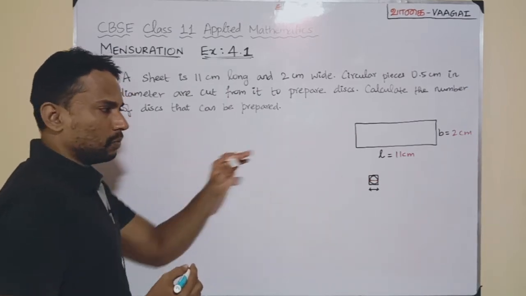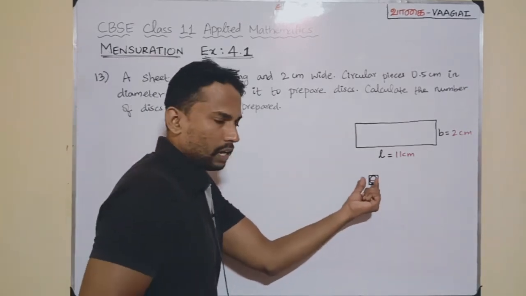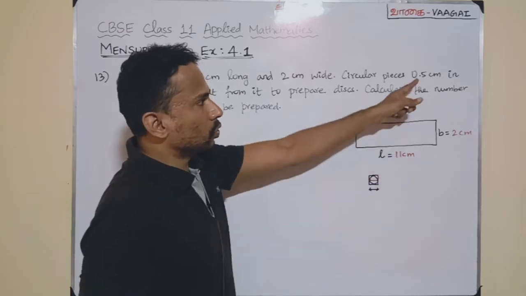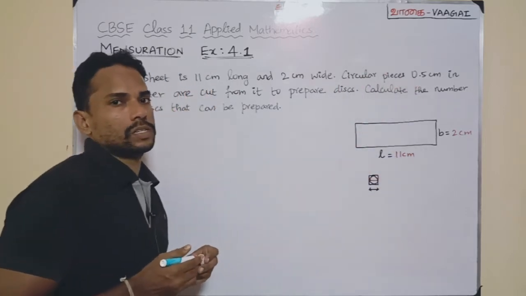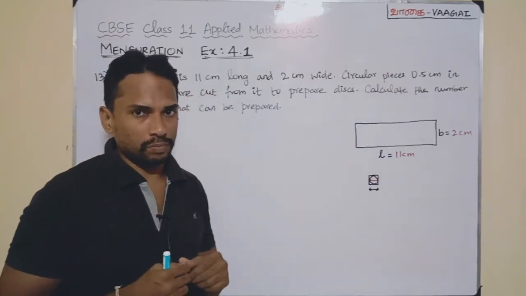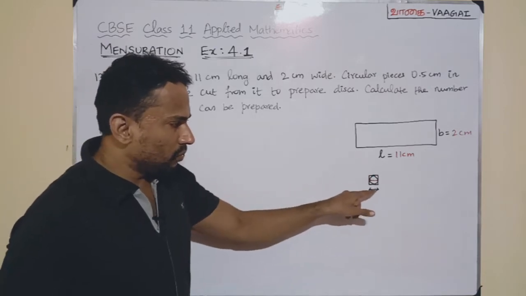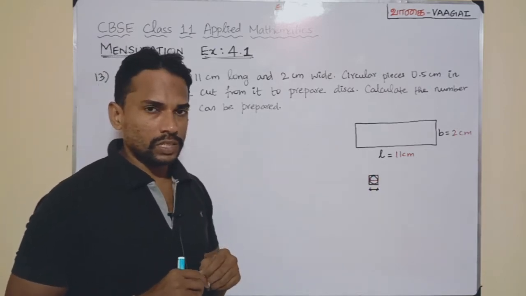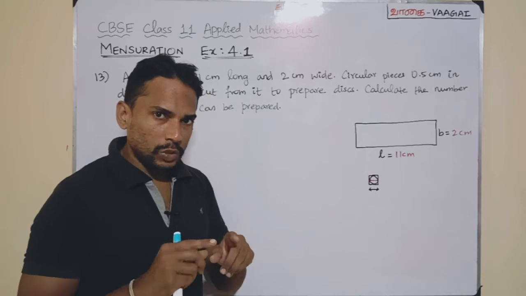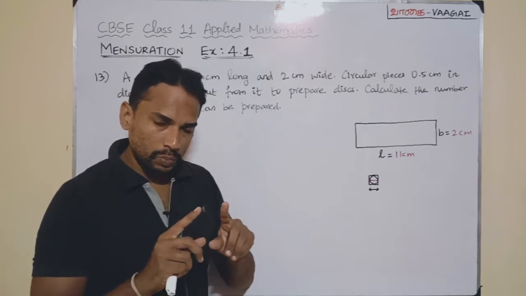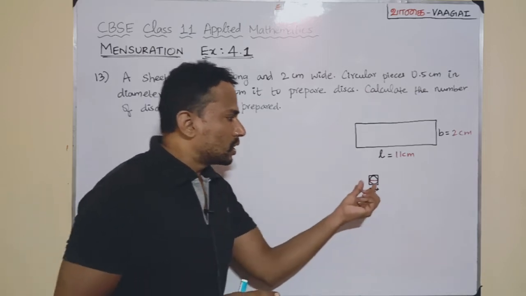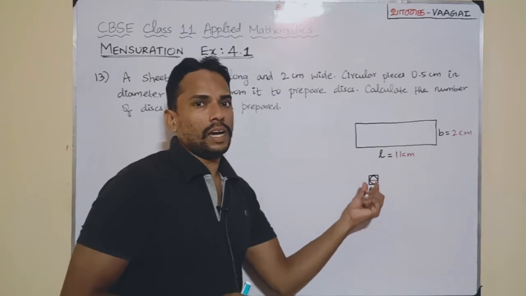So from one extreme to the other extreme, that length is what you call the diameter. Now this is going to be 0.5 centimeter. Here we need to understand something. When I cut out a circle from here, what is the meaning of this? This circle can be enclosed by a square whose side is the same as the diameter of the circle.